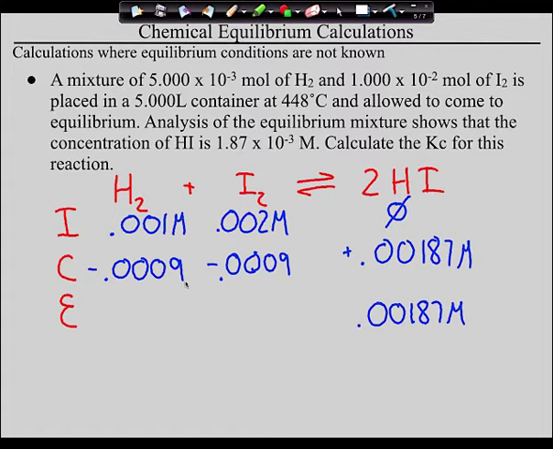So we have 0.001 minus 0.0009, and so I get 0.0001 and 0.002, 0.0009, and 0.0011, and there we go. Is that right? Did I do okay? Cool.